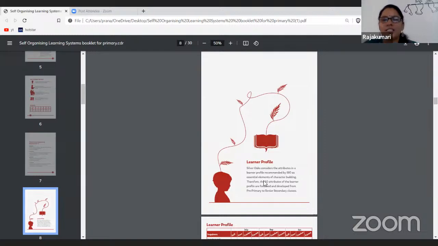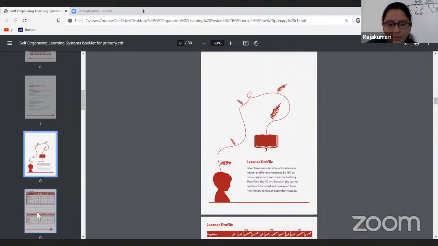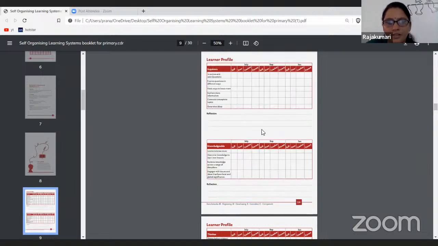Now we all know what this learner profile is, right? Silver Oaks considers the attributes in a learner profile recommended by IBO as essential elements of character building. Therefore, the 10 attributes of the learner profile are focused on and developed from pre-primary to senior secondary classes. Now let's go deeper into the book. Let's see how your assessment is going to look. The benchmarks are beginning, developing, extended, and competent.